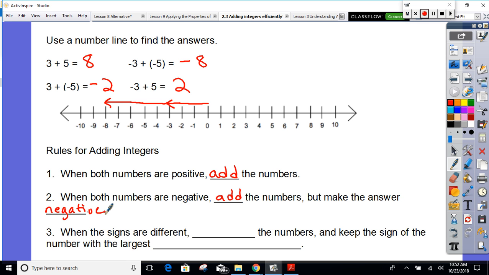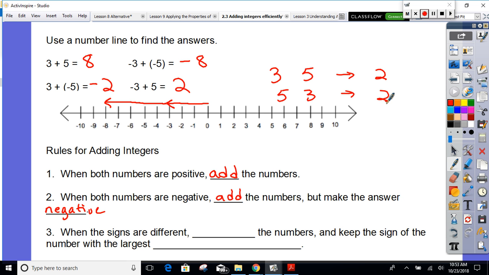And when I say here, add the numbers, I'm talking about the absolute value of the numbers. So we're adding the value of the numbers, not the numbers with the signs. Okay, when the signs are different, what do we do? So when we had 3 and 5 and 3 and 5, what do we do to the numbers to get 2? Forget about the signs. If we have a 3 and a 5, what do we do to those numbers to get to 2? Or a 5 and a 3, what do we do to those numbers to get to 2?